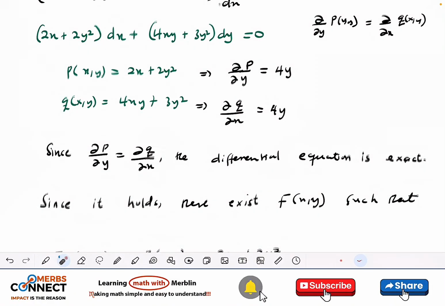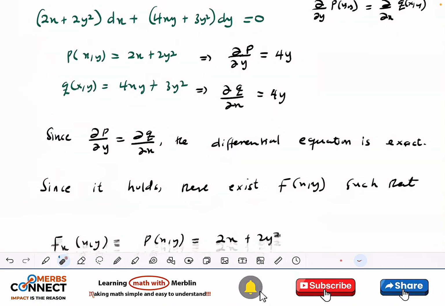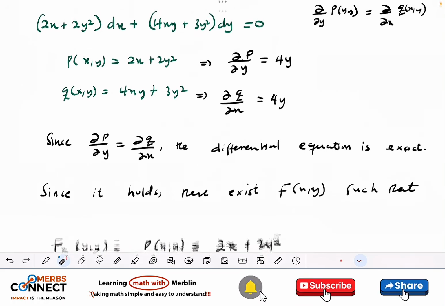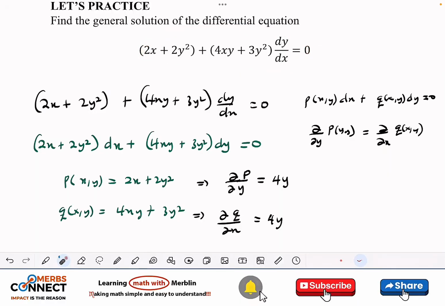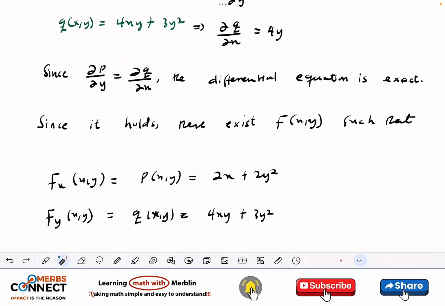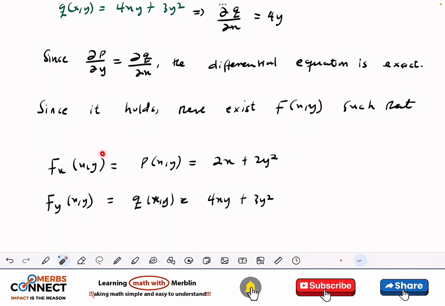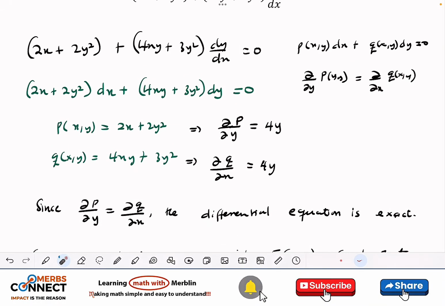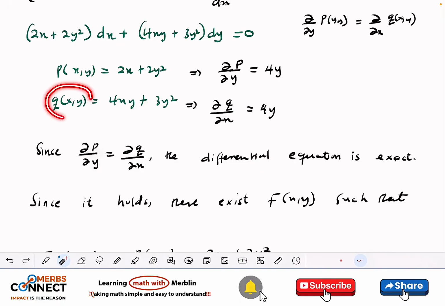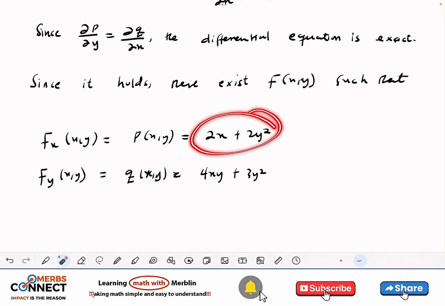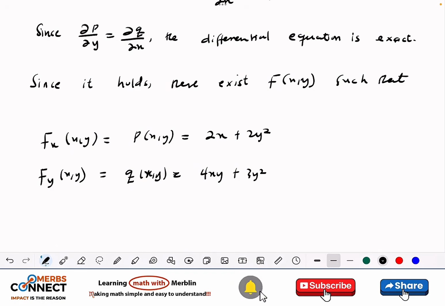So after you've gone through the process of checking that it is exact, we are saying that there was a function that we differentiated to get this. So there is this function such that when we differentiate it with respect to x, we get P of xy, this. And when we differentiate it with respect to y, we get Q of xy, this. So this is what we are having now, right? So I can call this equation 1 and call this equation 2.